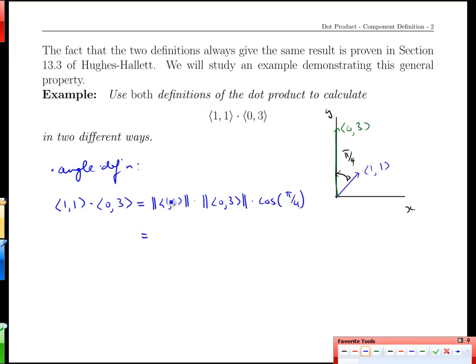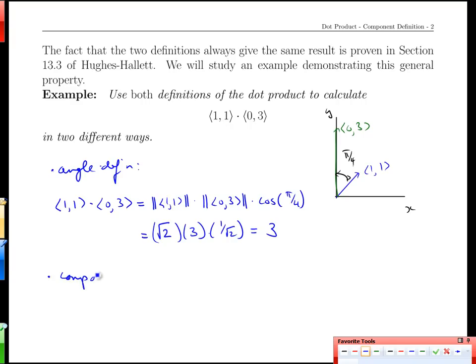Now the length of the 1, 1 vector is 1 squared plus 1 squared. That's then square rooted, so we're going to get root 2 for that. The length of a vector that's purely vertical, but length 3 is just 3. And cos of pi over 4 is 1 over root 2. Now there's a bunch of root 2's running around, but fortunately they cancel, and we end up with a dot product of these two vectors being just 3.